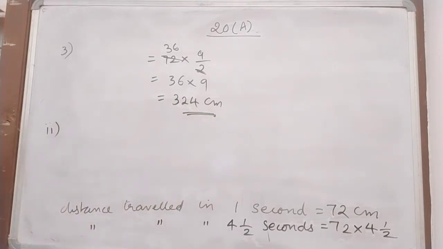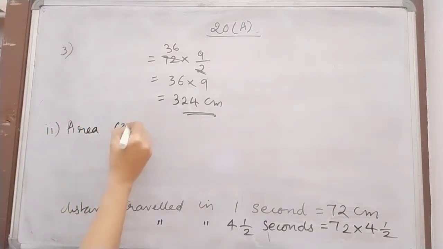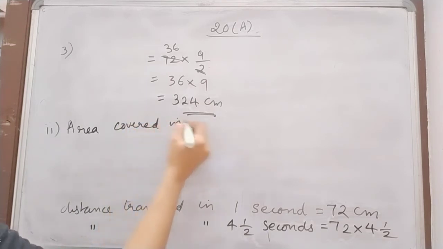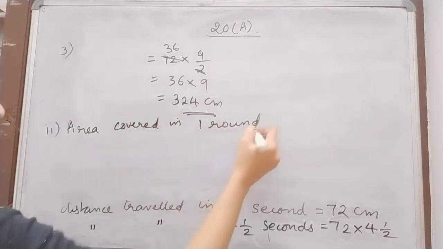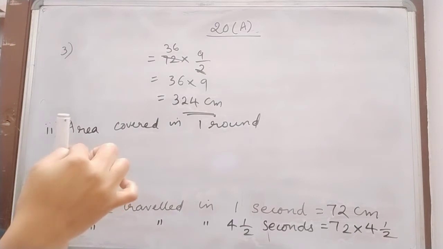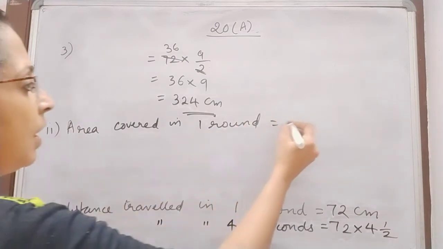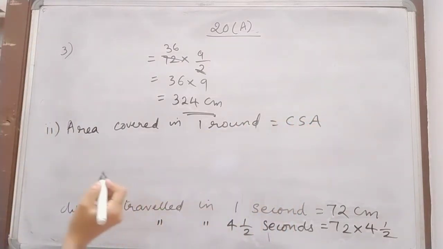Then the second part is the area covered by the cylinder in 1/2 seconds. So area covered by the cylinder means what? Area covered in one round is known as the curved surface area, CSA.